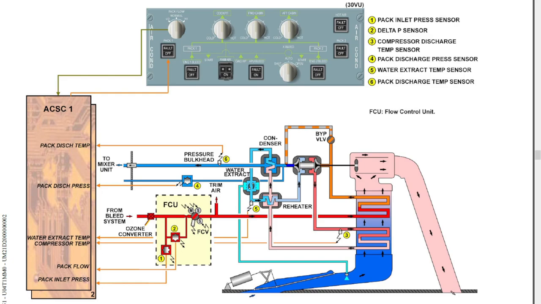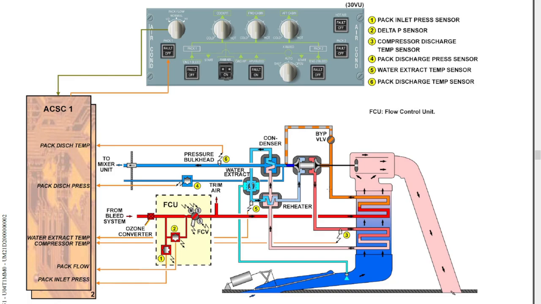So when it comes to pressurization, the pressurization air comes from this air conditioning pack. So here it says to mixer unit, this air is used for pressurization of the aircraft. We can go with single pack operation in case you have a failure with one pack, and then you will have certain restrictions. If you have one pack you will have to reduce the maximum height that the aircraft can fly.